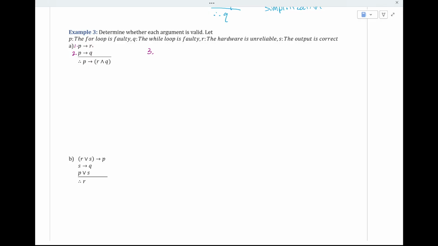And I can't use my transitive. This would have to be an R in order to do that. So I'm having trouble figuring out where to start. But one thing that I think I could do, and we haven't had to do this yet, is I can look at some cases. Both of these statements in my argument depend upon P. So we can look at the case where P is true, and we can look at the case where P is false, or where not P is true.